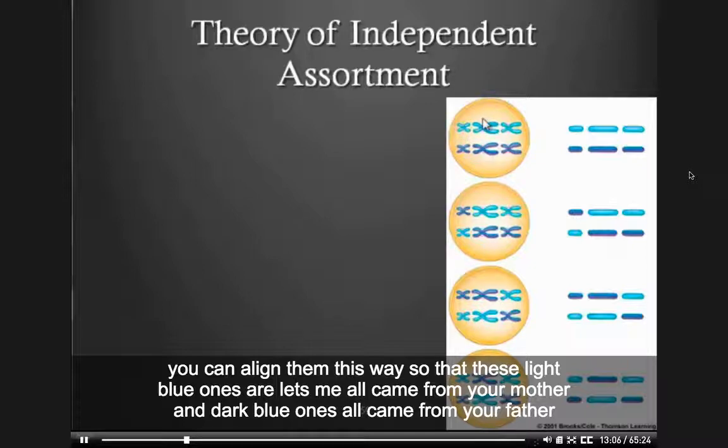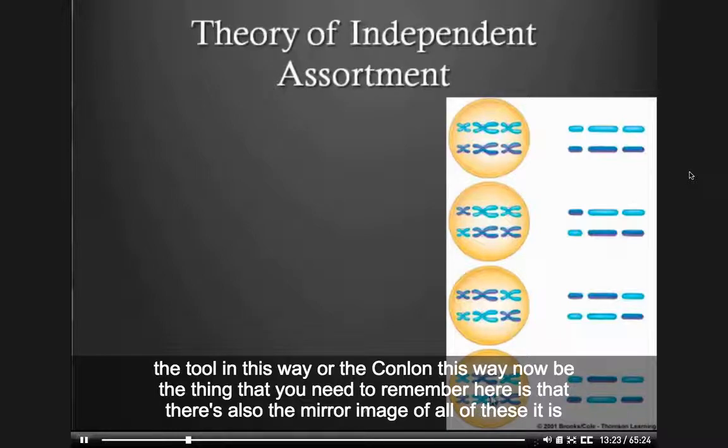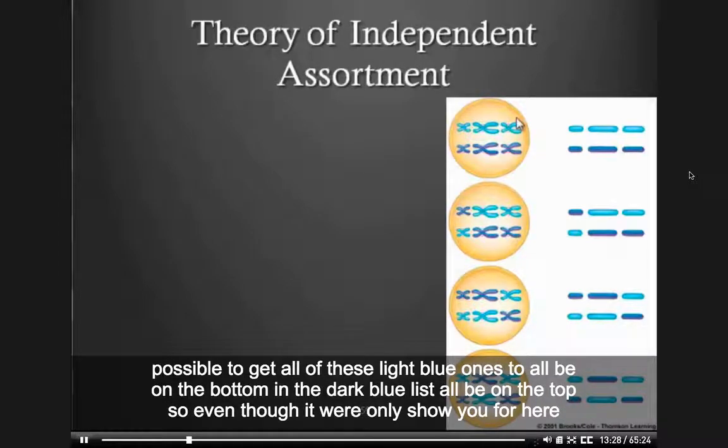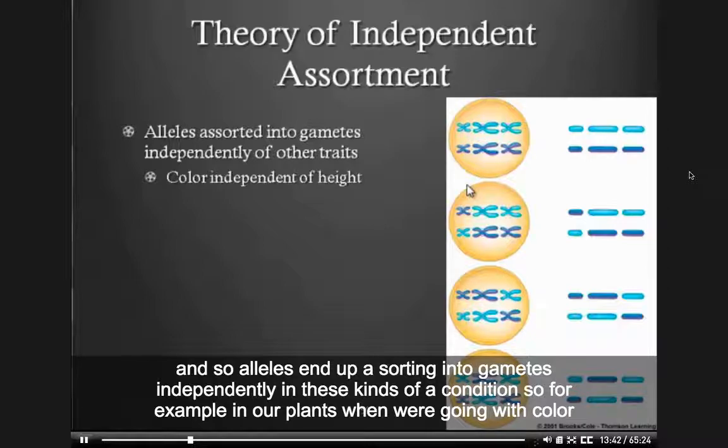You can align them this way so that these light blue ones here, let's say they all came from your mother and the dark blue ones all came from your father. Or they could just randomly align this way, on that cell equator. They can align this way or they can align this way. Now the thing that you need to remember here is that there's also the mirror image of all of these. It is possible to get all of these light blue ones to be on the bottom and the dark blue ones to be on the top. So even though we're only showing you 4 here, actually there are 8 different ones. There are these ones plus their mirror image. And so alleles end up assorting into gametes independently in these kinds of conditions.